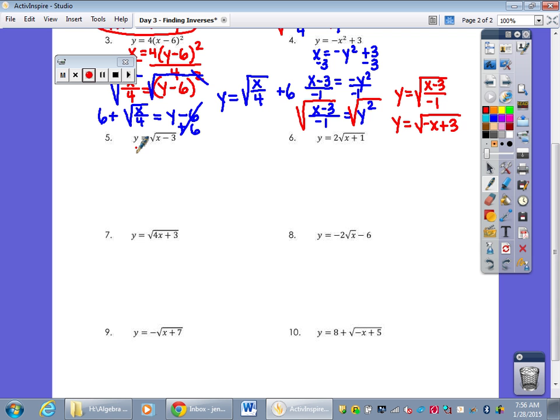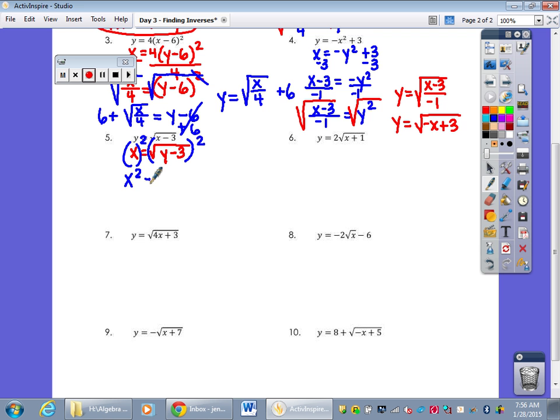Okay, on this one, we've got x equals the square root of y minus 3. Now, to undo a square root, we have to square. So now we're doing kind of the opposite of what we did in the first 4 problems. So we've got to undo this square root by squaring both sides.